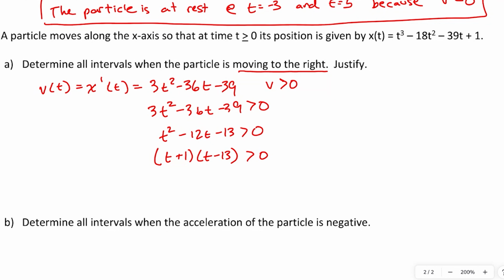But then you're going to stop here, and you're going to draw a number line with the two t values where this function equals 0. So the two t values are going to be at -1 and 13. This is our velocity graph.